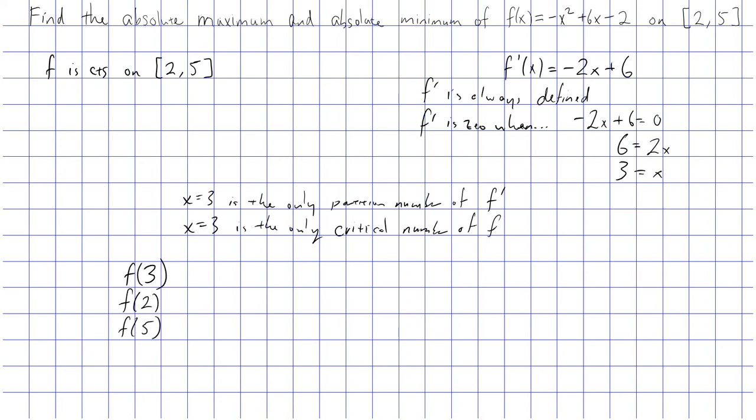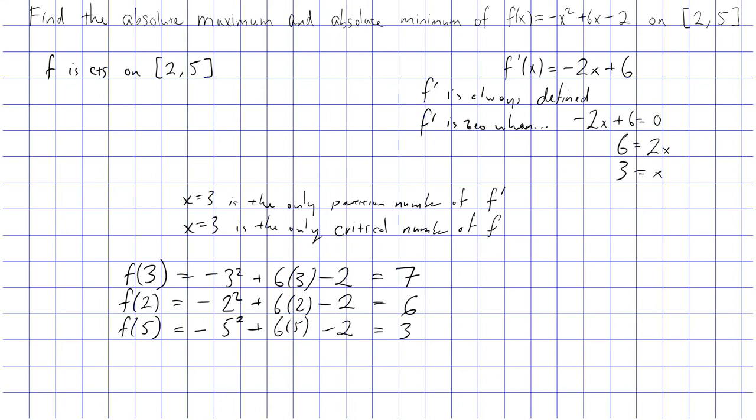Absolute max or min might occur at an endpoint, and so all we have to do now is plug in. F of 3 is negative 3 squared plus 6 times 3 minus 2. That's 18 minus 9 is 9, minus 2 more is 7. And then f of 2, so negative 2 squared plus 6 times 2 minus 2. We've got 12 there, minus 4, that's 8, and then subtract 2 more, that's 6. And then finally f of 5, negative 5 squared plus 6 times 5, minus 2 again. So we've got 30 minus 25 is 5, minus 2 more is 3.